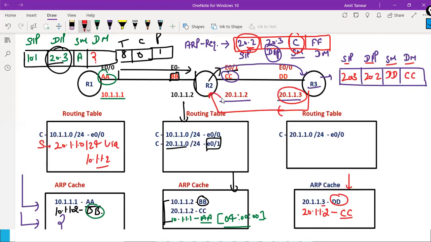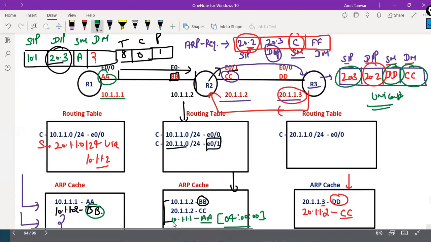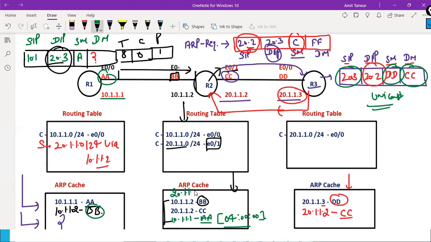Now this ARP reply will be received by R2. R2 will check the destination IP. It's 20.2. This is for me, and the destination MAC is C here. This is all unicast. Then it will check the source IP, where is it coming from? 20.3. What's the source MAC? D here. So then it will update 20.1.1.3 with MAC address D. So this is again updated. Okay, so ARP is done.